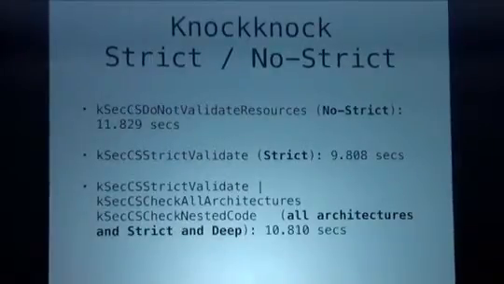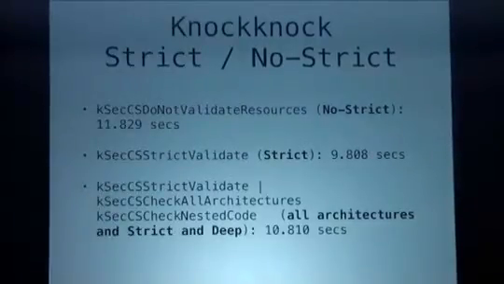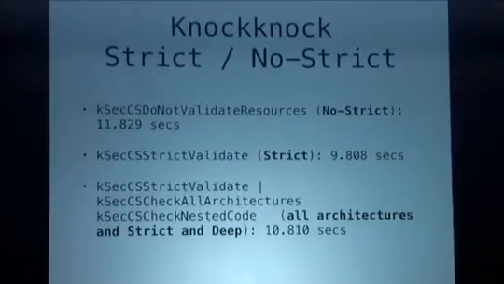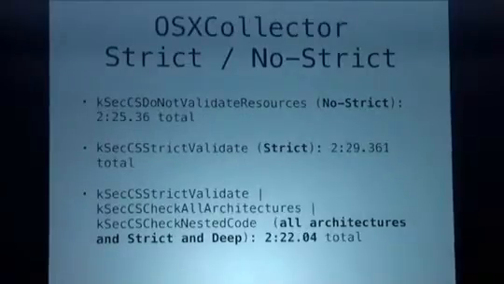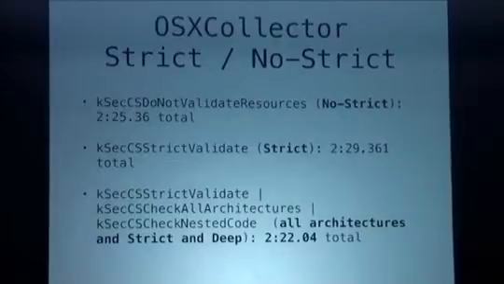The first one you don't want to use. The middle one, at a minimum, you could just do strict checking. But if you want to check the last 3 there, if you want to check strict, if you want to check all the architectures in a FAT file, and if you want to check nested code, this is if they use the codesign tool to sign deep. So these actually ended up being faster than no strict by a second. Kind of weird, right? Now OS X Collector, same deal, ended up being 3 seconds faster.